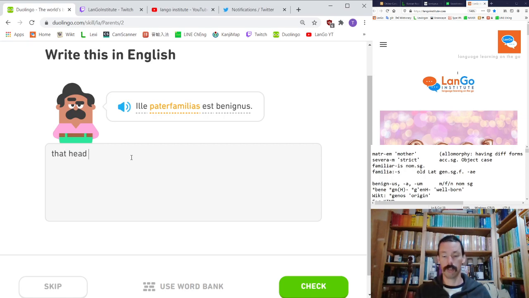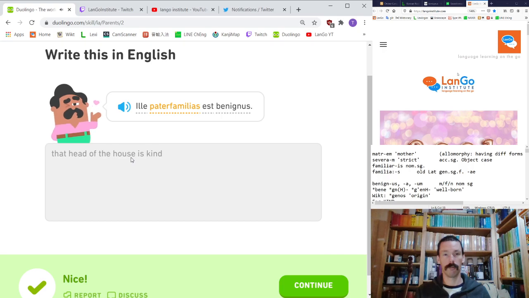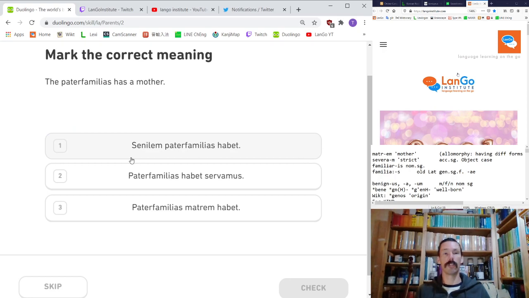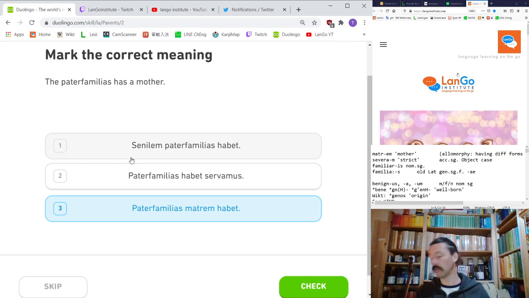Head of the house, take that as a phrase, with ille just as the determiner. Est benignus is kind. But there's other ways you could construe that sentence. The paterfamilias has a mother. Matrem habet.